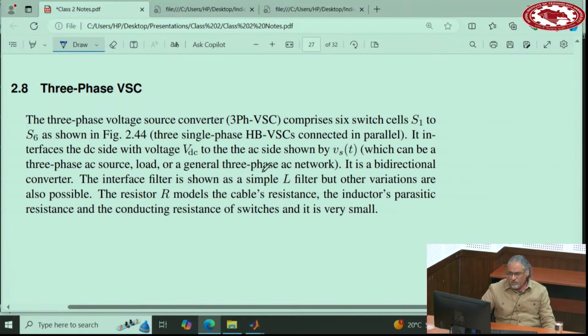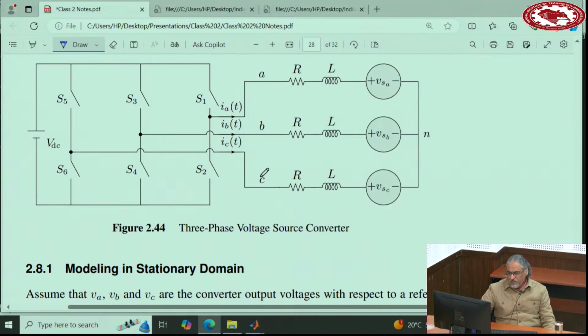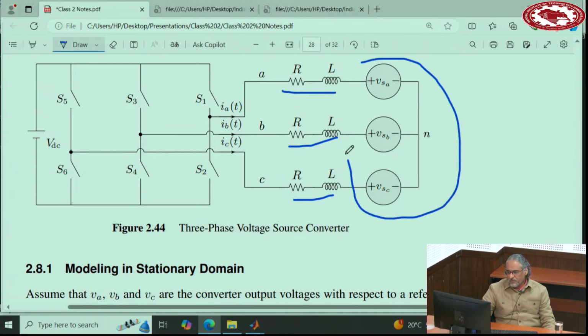Okay, now this is the final converter. I'm going to talk about the three-phase voltage source converter. The diagram is here. This is the case where we want to use a three-phase AC system on the AC side. We take the terminals from the midpoints of these three legs, and you have a three-phase inductor here, and a three-phase AC supply or three-phase load, depending on whether you want to connect it to the power grid or to a load.